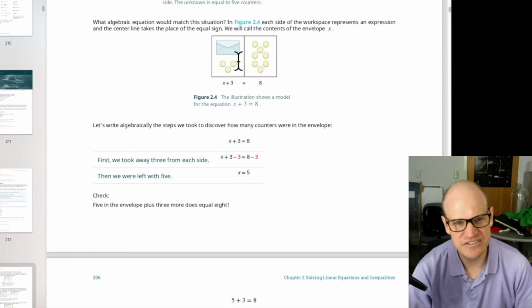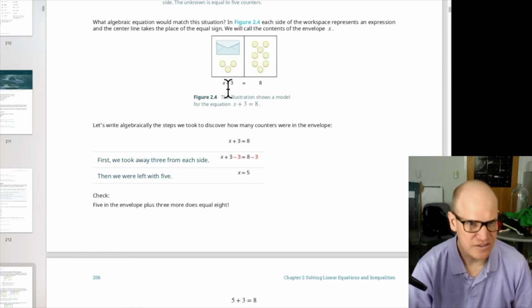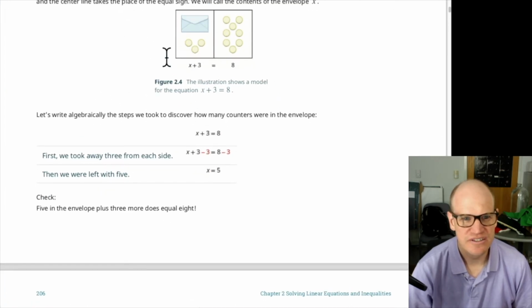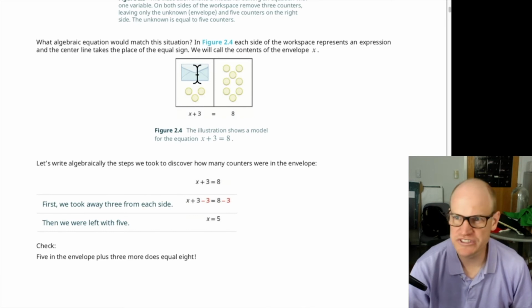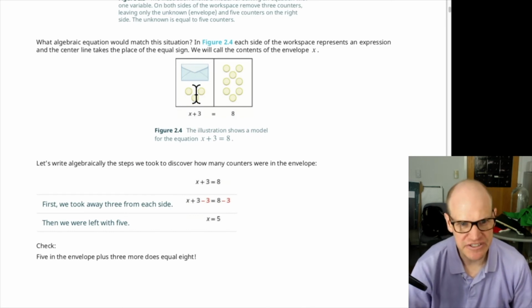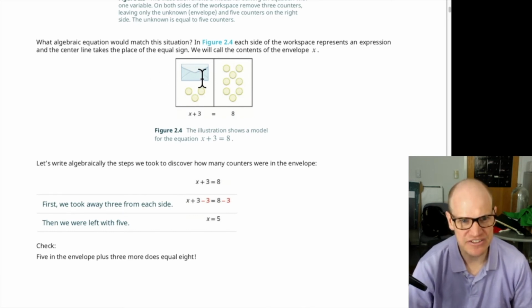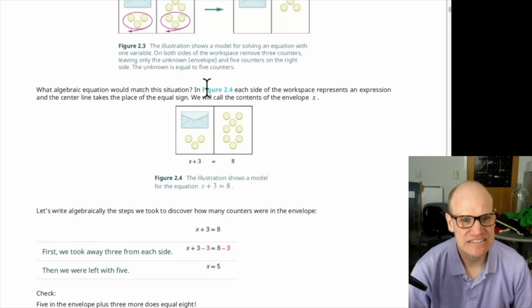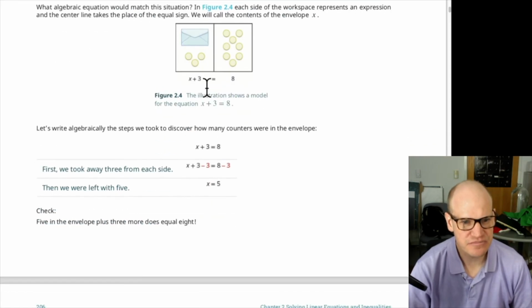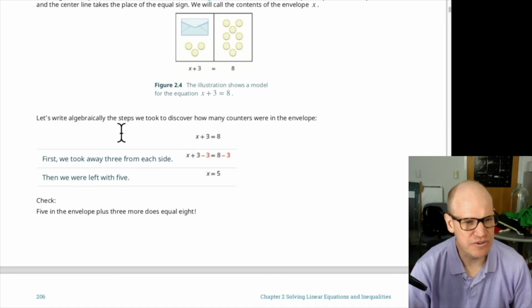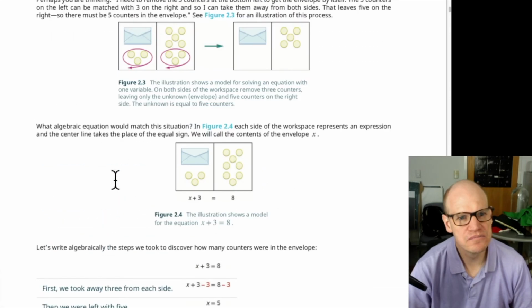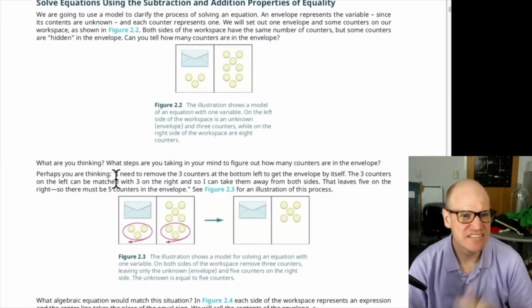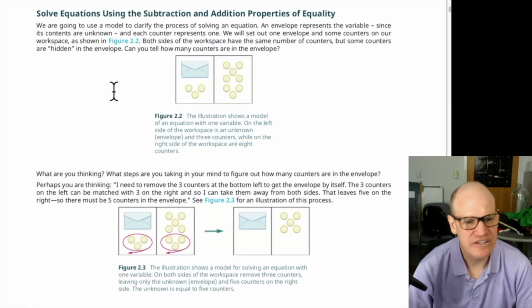Oh, so they have these interesting figures. Let me get rid of this so that that can get a little bit bigger. It's like an envelope, which is the unknown, plus 3 is equal to 8, and then how many things are in the envelope? That's pretty clever. I can dig that. So we took away 3 from each side, then we were left with 5. Okay, so that's its model.